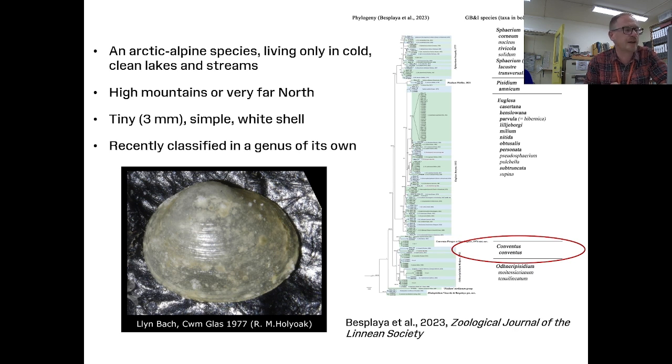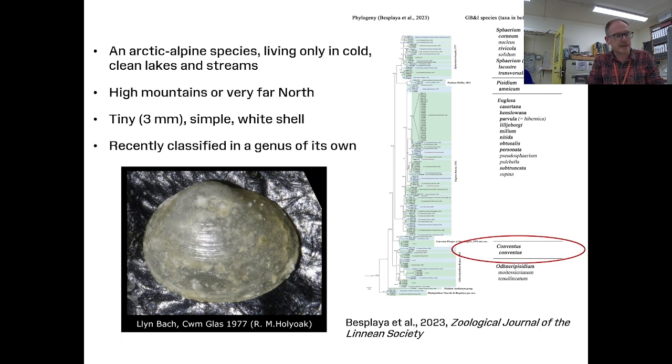It's an Arctic alpine species, as the name suggests, so it lives only in cold, clean lakes and streams, either in high mountains or the very far north. And I'm sure you're familiar with the other kind of species that are in Eryri, like the mountain saxifrages and the Snowdon lily, which are only found at high altitude. It's got a tiny, very simple white shell, only 3 millimeters long, so just a bit bigger than the vertigos.